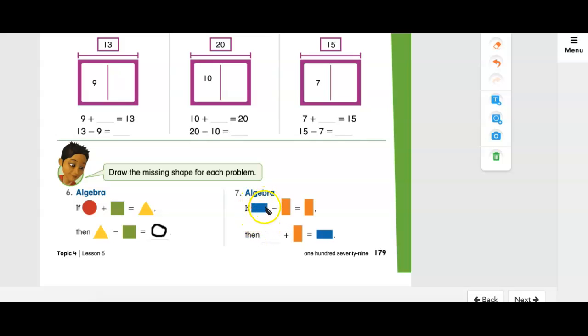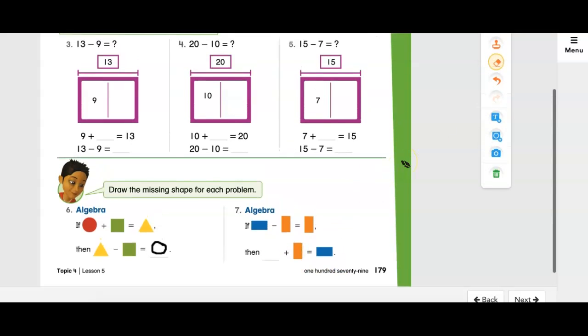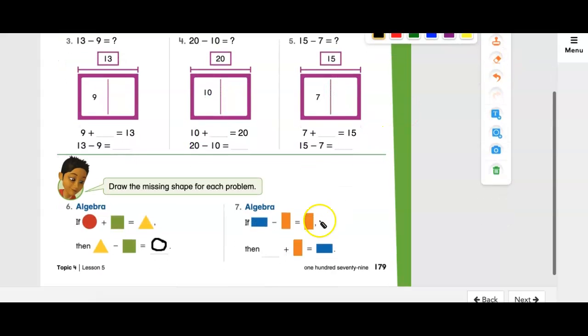Is it the blue rectangle or the orange rectangle? You don't have to worry about the color, but if you think it's the orange rectangle, then you will draw a rectangle standing up like this. And if you think it is the blue rectangle that is the answer, then you will draw a rectangle long ways. So which rectangle is missing from that equation? I want you to do number 7.